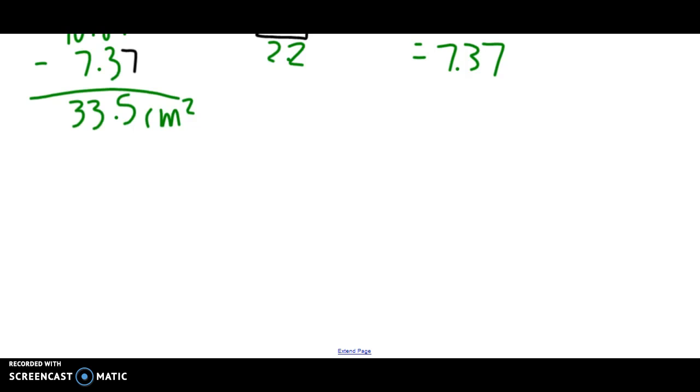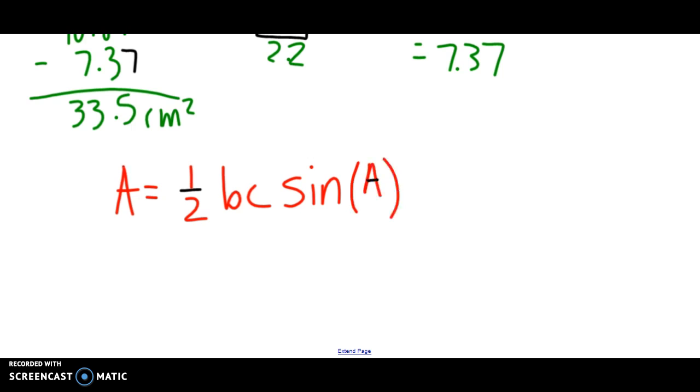So if you had time and were able to look up areas of triangles when you know two sides that are next to each other, adjacent sides, and an angle between them, you'd find that there is a formula to find the area, and it's 1/2 side, side, and then sine of the angle between them.